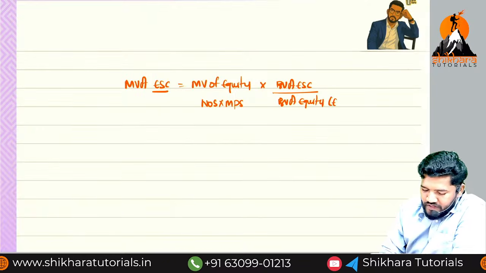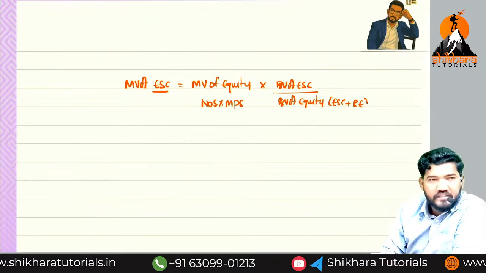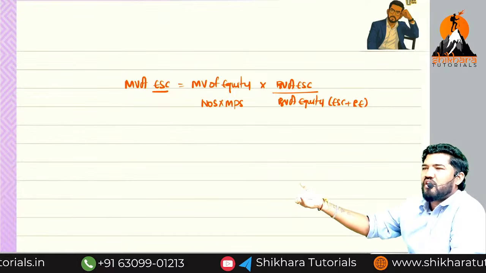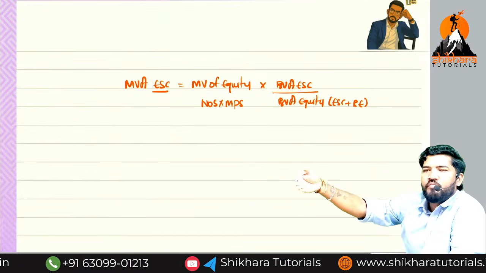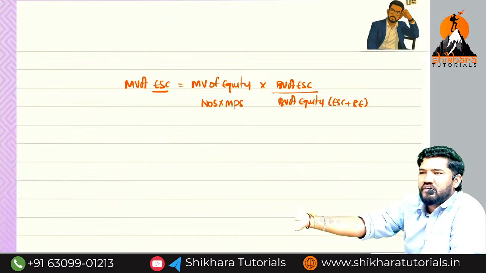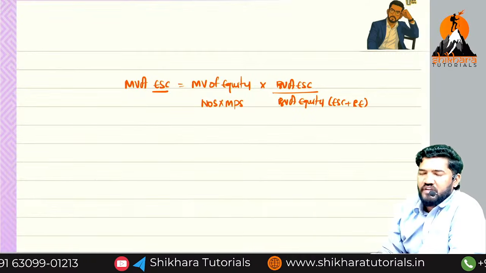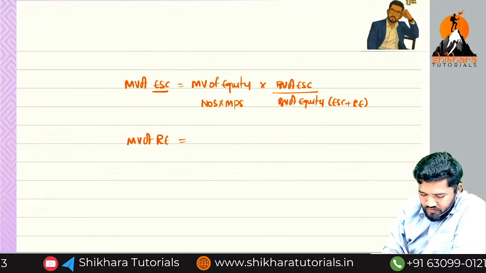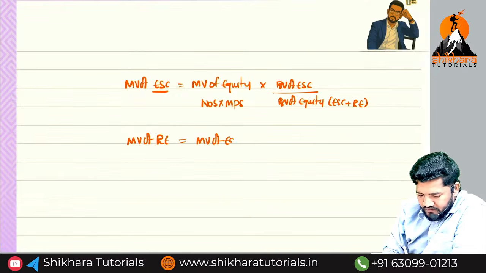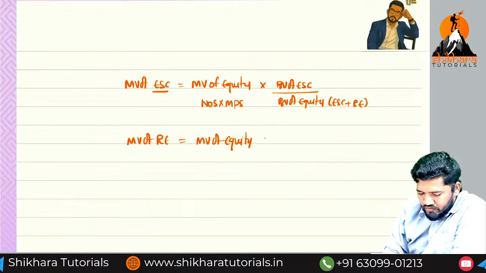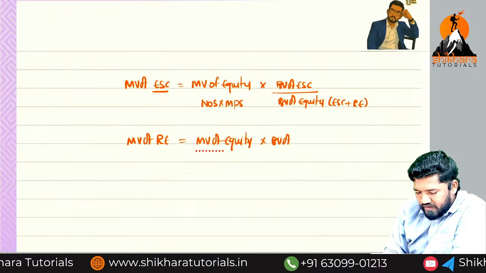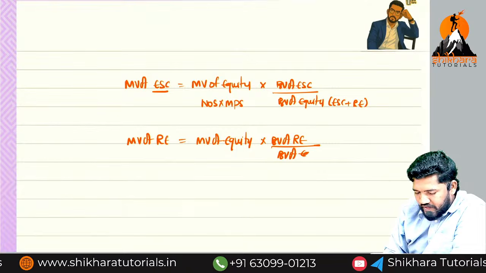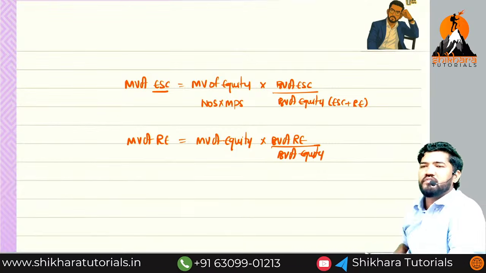Book value of equity share capital plus book value of retained earnings. Here you can also use common sense: out of total value, if you remove the market value of equity share capital, you will get the market value of retained earnings. Or, market value of retained earnings equals market value of equity into book value of retained earnings divided by book value of equity. This is also possible. Clear?